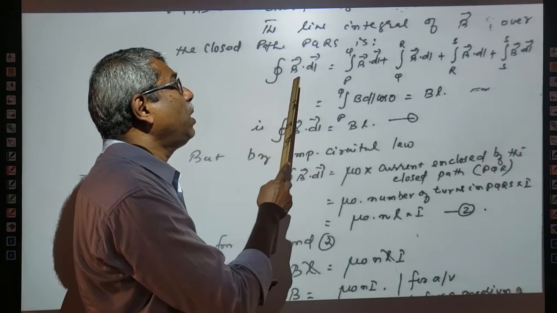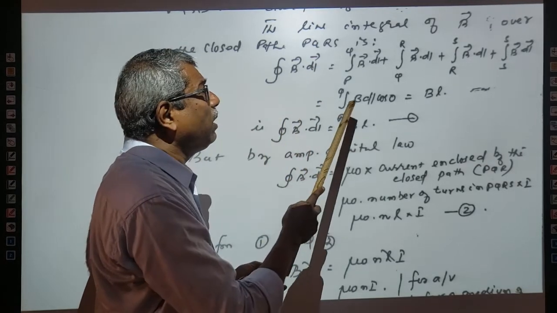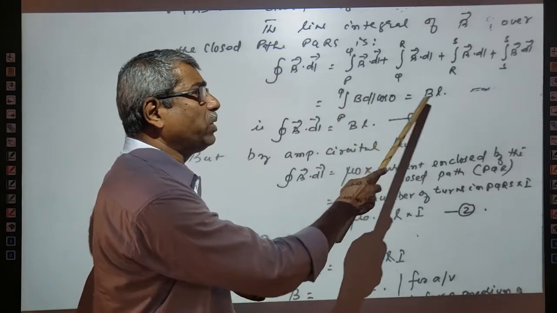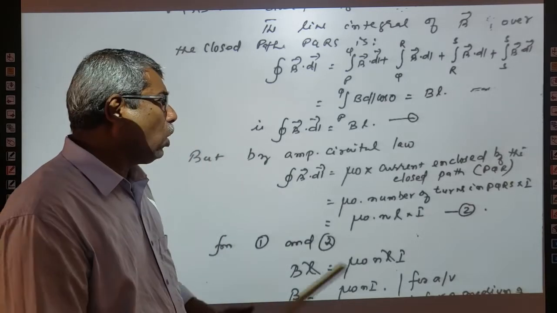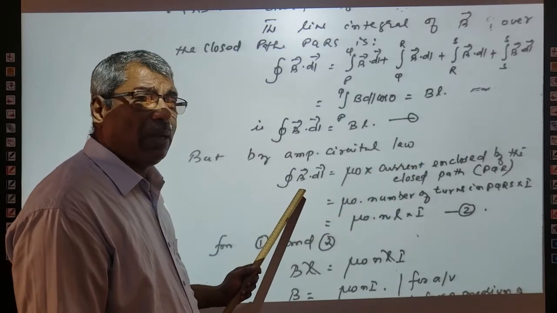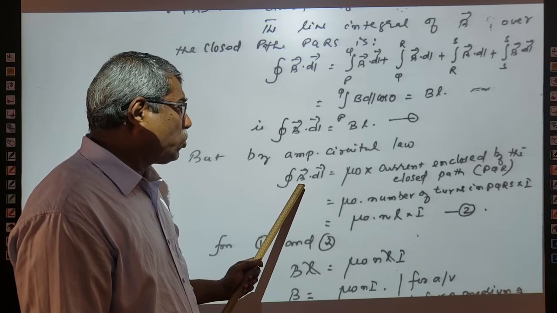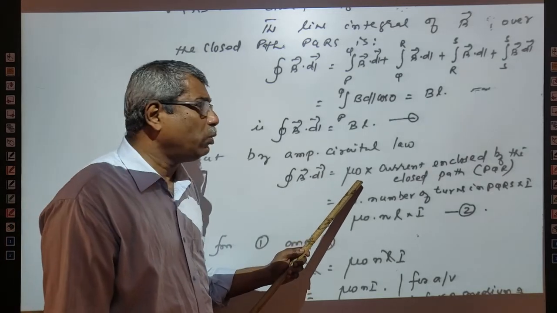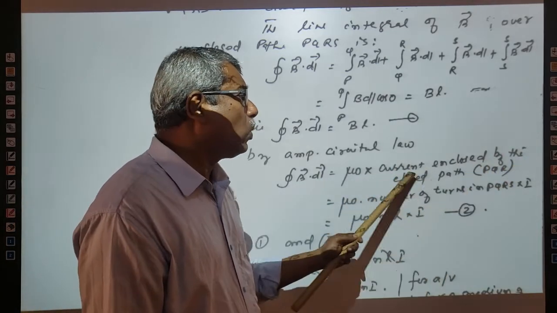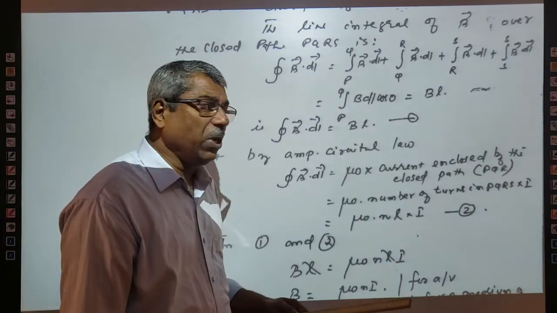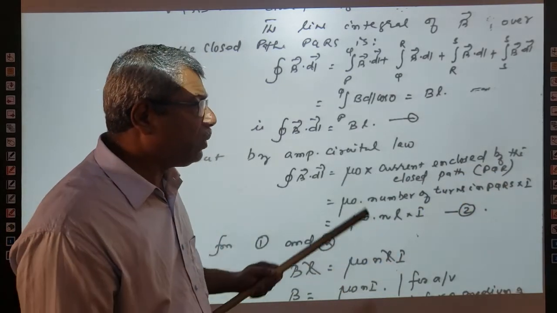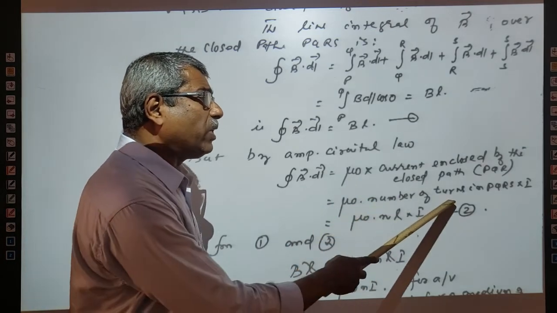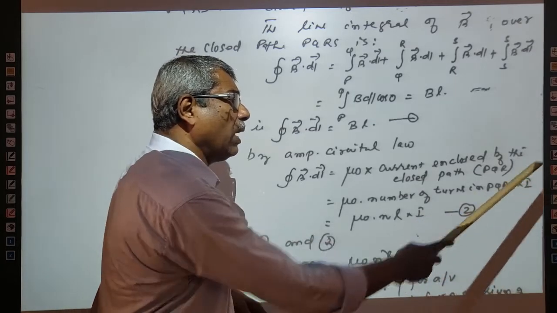So the closed integral of B·dl for the closed path PQRS is equal to the integral from P to Q of B dl cos 0, that is equal to BL only. Now by Ampere's circuital law, the line integral of the magnetic field over a closed path, B·dl, is equal to mu 0 into the current enclosed by the closed path PQRS.